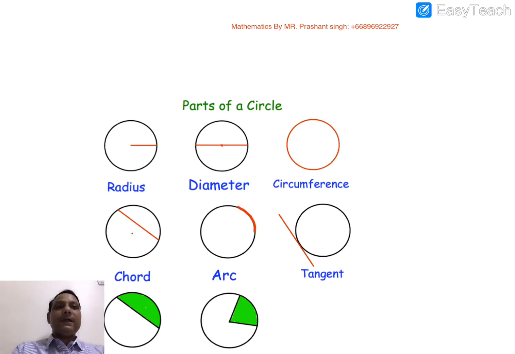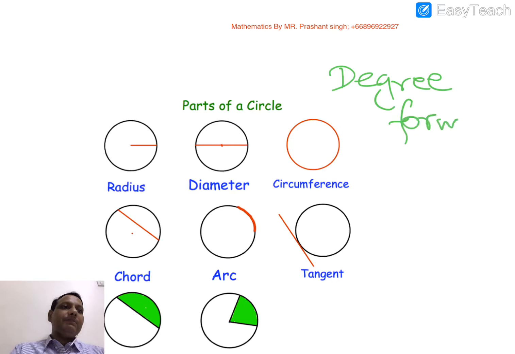First part is in degree form, and second part is in radian form. So degree form and radian form are two different structures. First we are going to talk about the degree form. Then in the second part, when I mention the formula, I will introduce the sector and area and everything in the form of radians. So basically this is going to be divided into two parts.